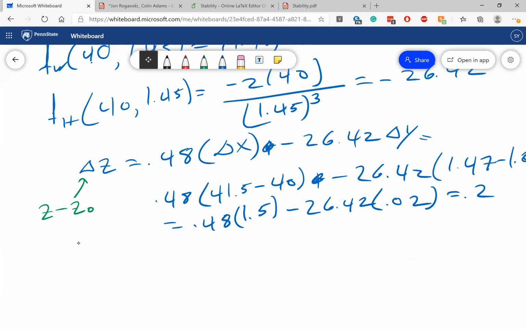Professor, this is just a kind of stupid question, but why do we have to approximate? Why don't we just plug into the actual equation?